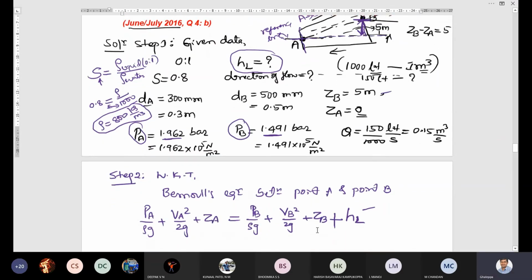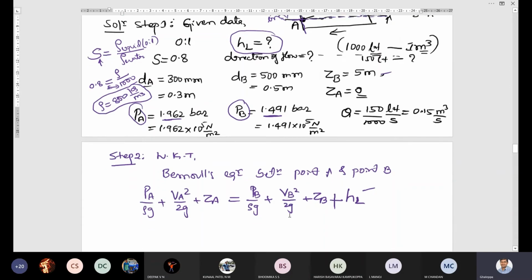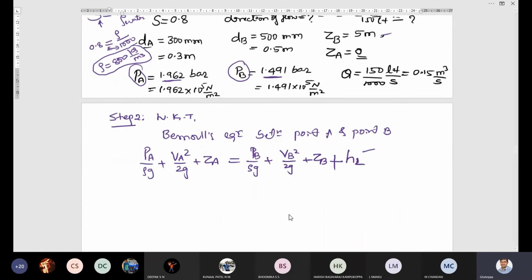So ZA is also given, ZB is also given, and loss we don't know. We need to find out. PB is also given, rho is also given, but velocity at A we don't know. Velocity at B also we don't know. These two are unknowns. So to calculate VA is equal to how much, as well as VB is equal to how much.